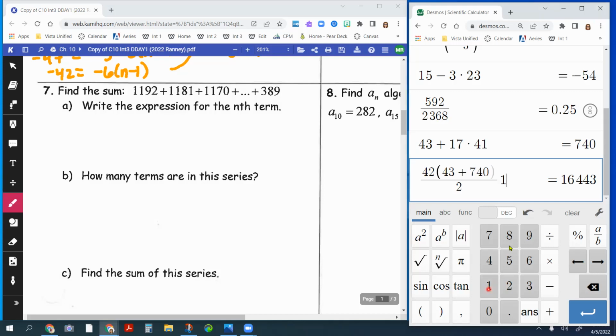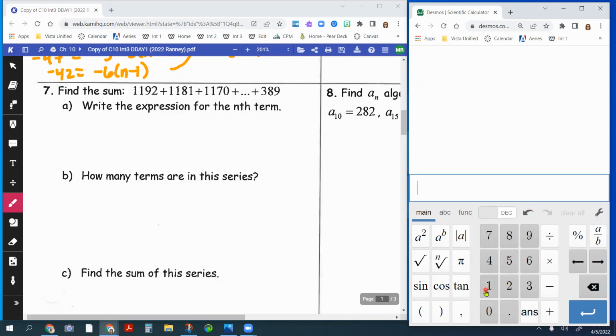If I take 1192, let me clear all. Okay, so if I take 1192 and I minus 1181, I get 11. So it looks like I'm minusing 11. So when they ask us to write an expression for a sub n, or for the nth term, a sub n is equal to 1,192, and we are minusing 11, n minus 1 times, because this is our first term.